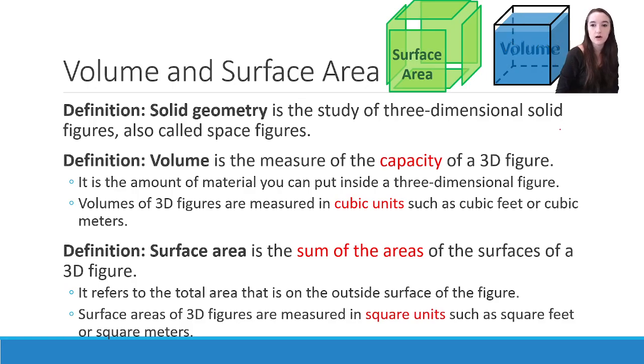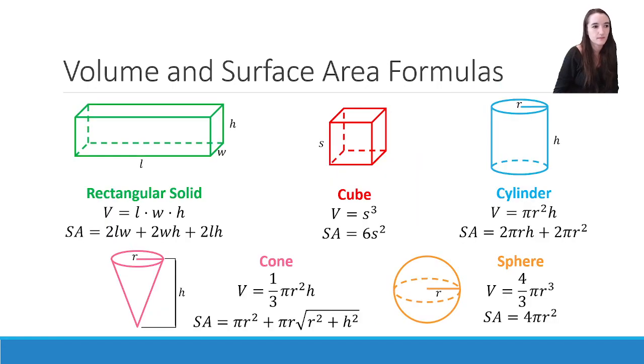Now, because this is just a sum of areas, we are adding up two-dimensional measurements. Adding them means we just end up with another two-dimensional measurement. So it is measured in square units, such as, once again, square feet or square meters. In the same way that the perimeter was just adding up side lengths, the surface area is now adding up face areas. So here we have a number of common volume and surface area formulas.